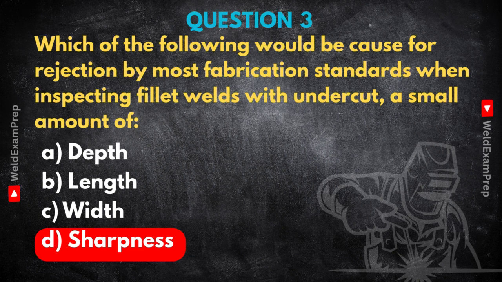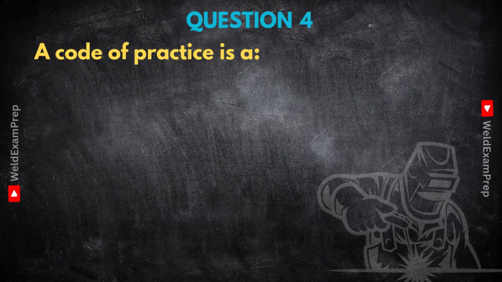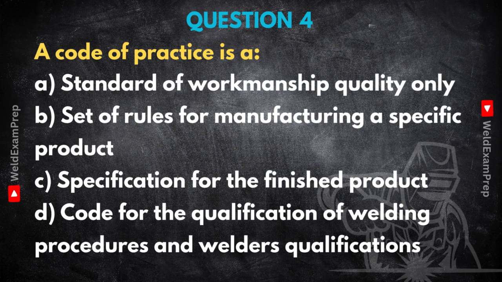Okay, shifting gears slightly, away from specific defects, let's nail down some terminology. A code of practice. What exactly is that? Is it A, a standard for workmanship quality only; B, a set of rules for manufacturing a specific product; C, a specification just for the finished product; or D, a code just for qualifying welding procedures and welders? Understanding this is really key to knowing the framework we operate in.